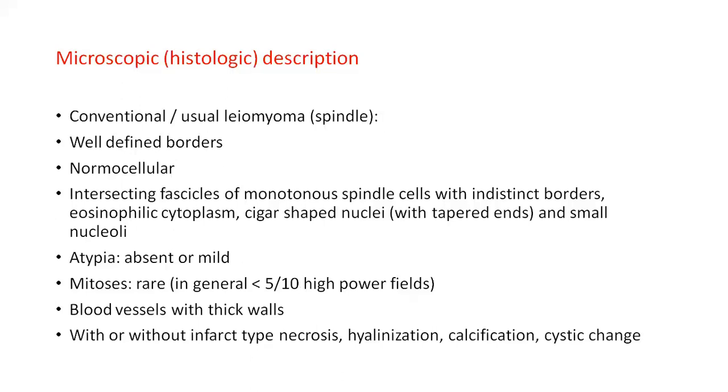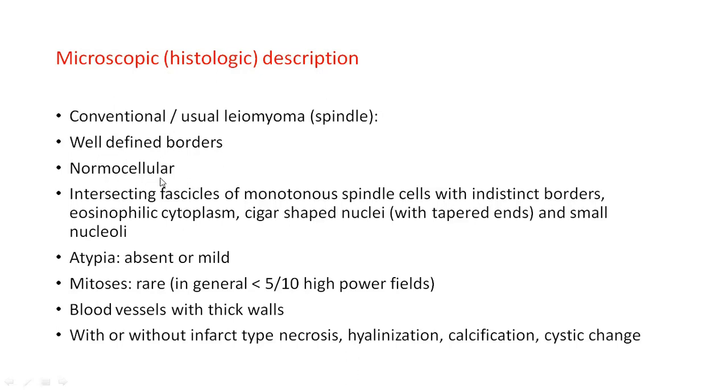Microscopically, discussing only the conventional or usual leiomyoma, the first thing we have to notice is that it has a spindle type of morphology. The spindle morphology can also be seen in neuroma, neurofibroma, or other fibrous related tumors. So first, the morphology for the leiomyoma is spindle in nature, and those spindle cells form big fascicles, and they commonly have well-defined borders.